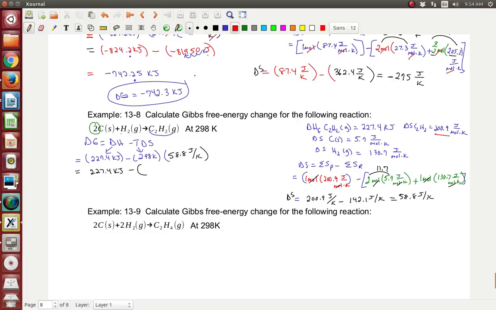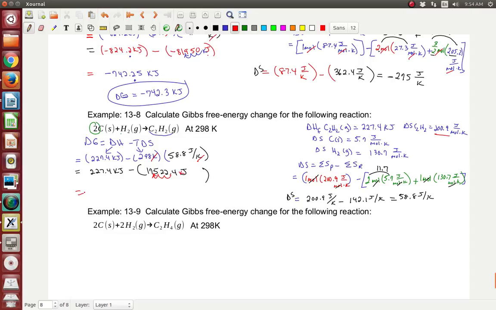Now notice again that the kelvins cancel, so I'm going to end up with joules. So 298 times 58.8 is 17522.4 joules. Now I'm going to convert joules into kilojoules so I can do the subtraction easily. So divide by 1,000, 1, 2, 3. So this becomes kilojoules, and there's a decimal there now.